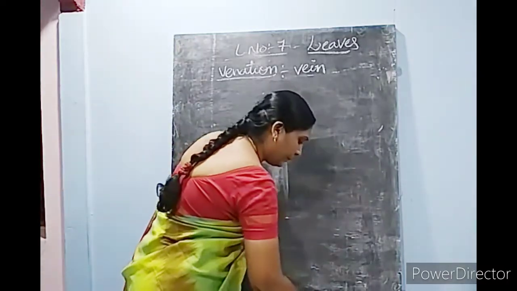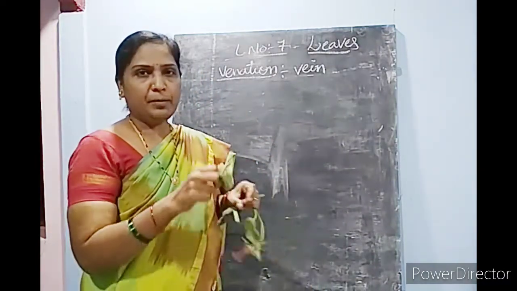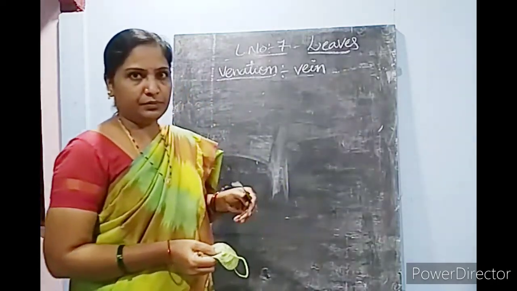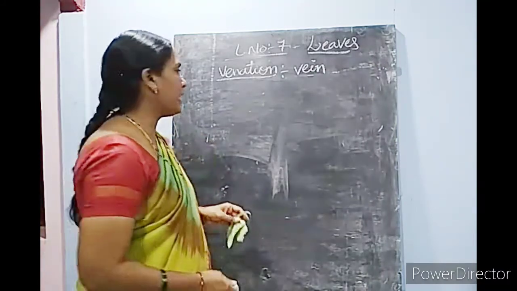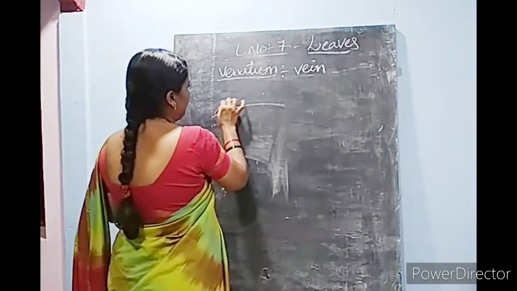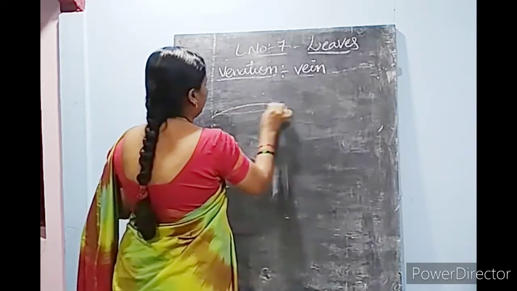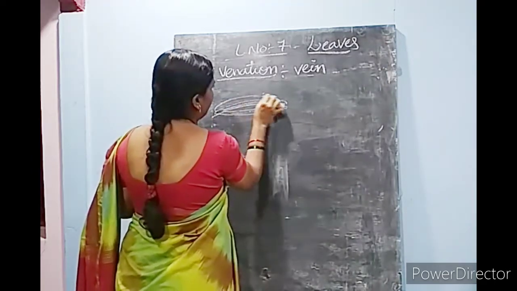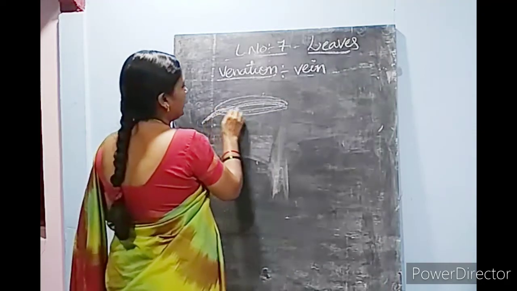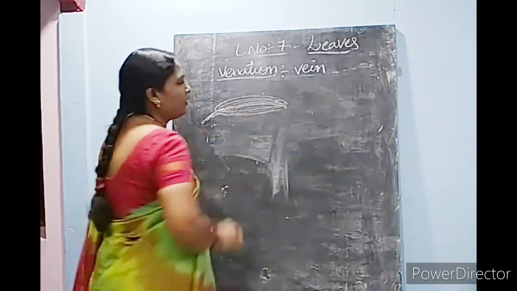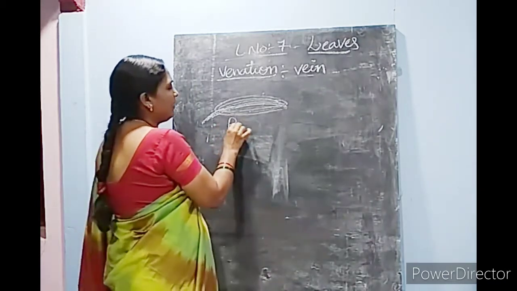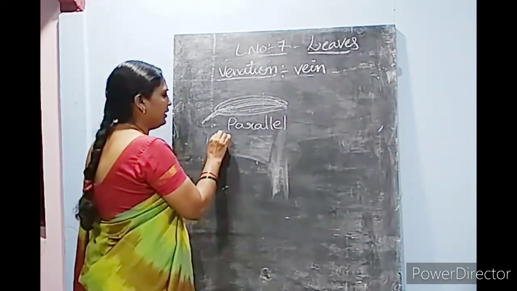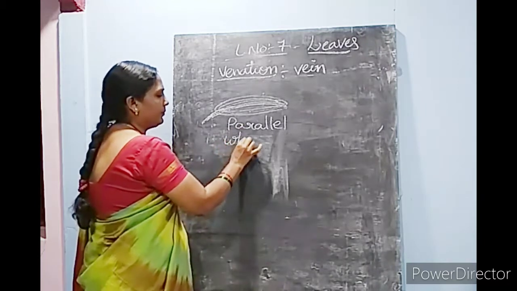Now we'll see a money plant leaf and a grass leaf. If you observe a tulsi leaf or the grass leaf, the veins will be in this way in the grass leaf. In grass, all the veins will arise from the same point, and all the veins are the same in size. So this type of venation is known as parallel venation.